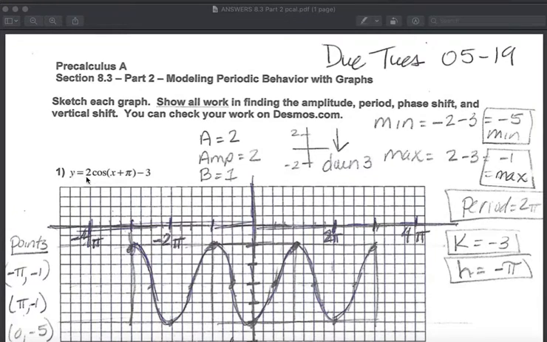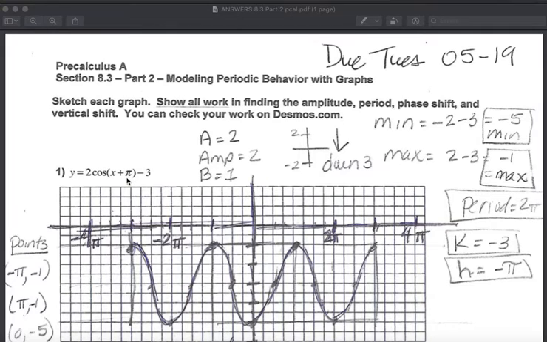So for the beginning equation, number 1, A is 2. B is understood to be 1 because this is 2 times the cosine of 1 times quantity x plus pi. And that means that the amplitude is 2. And since b is 1, the period of this function is going to be 2 pi divided by 1, which is 2 pi.